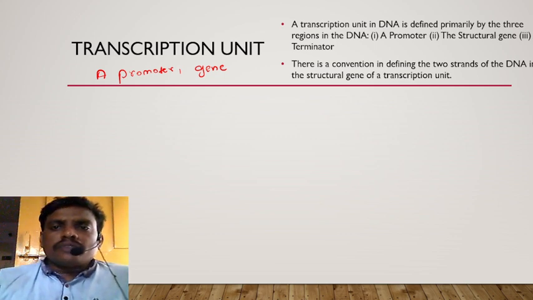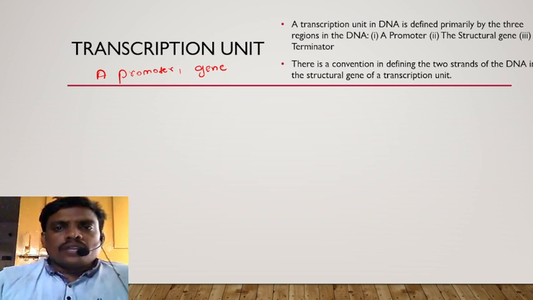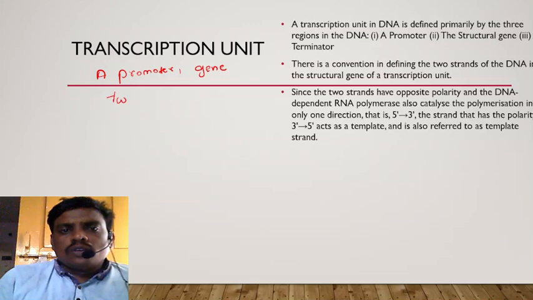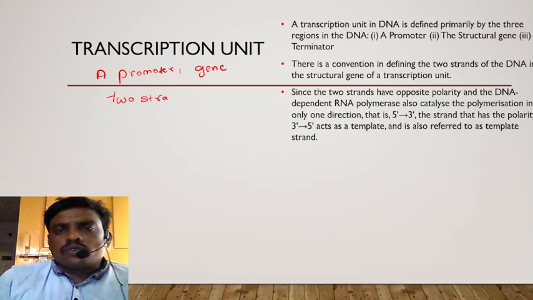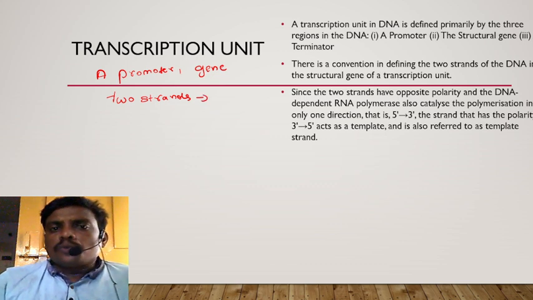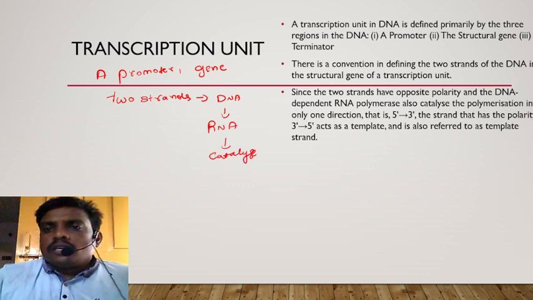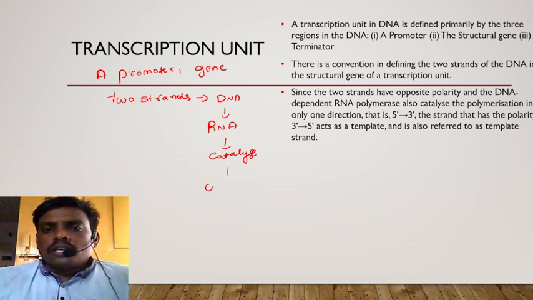There is a convention in defining the two strands of DNA and the structural gene of a transcription unit. Since the two strands of DNA have opposite polarity, that is 3' to 5' and 5' to 3', and the DNA-dependent RNA polymerase also catalyzes the polymerization in only one direction. The catalyzation process only occurs in one direction, so that is 5' to 3'.